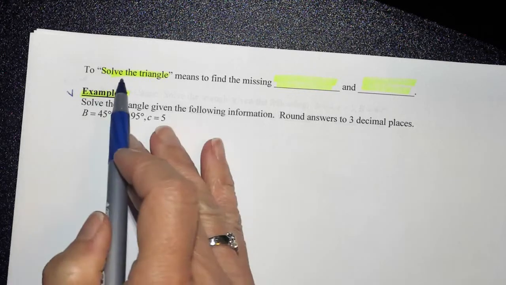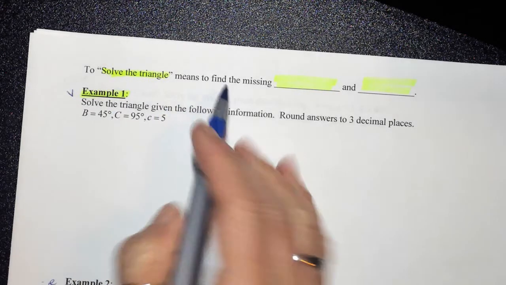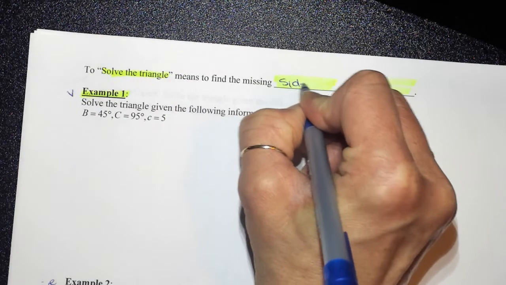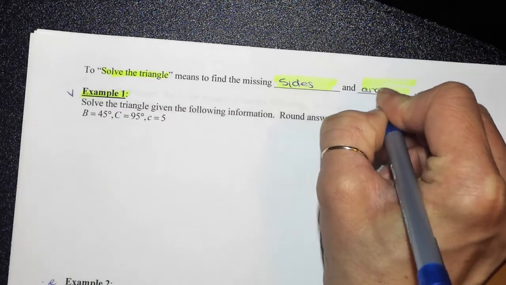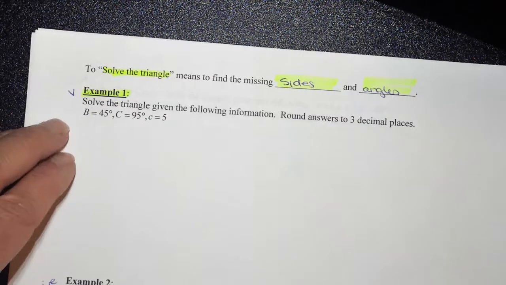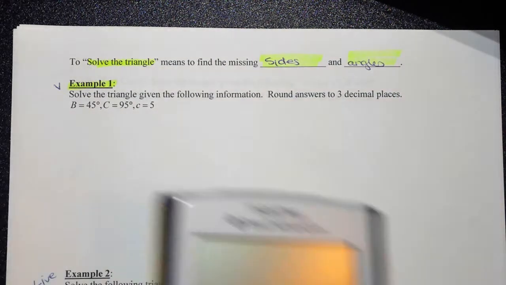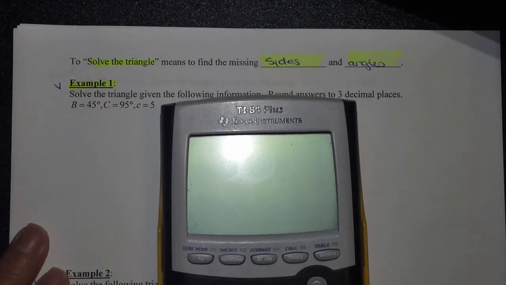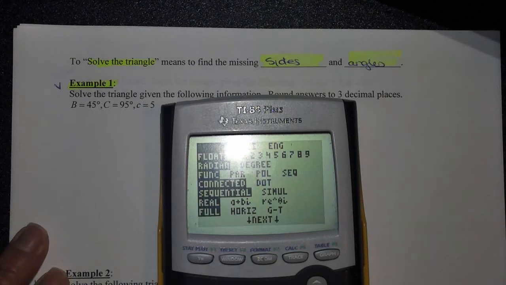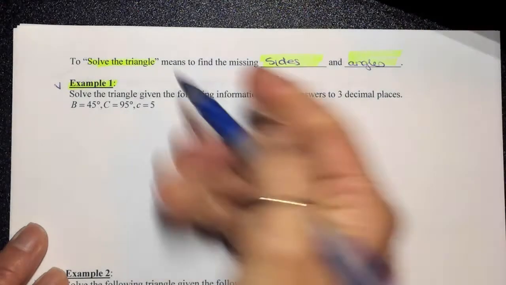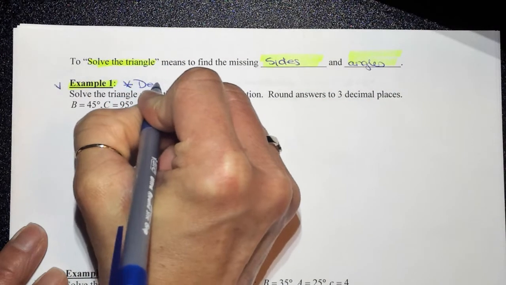Okay, so to solve a triangle, what that means is to find the missing sides and angles. So we're going to go through this first example here, and we need to first check our calculator. Remember, because all these are in degrees, we need to check our mode. So I'm going to turn on my calculator, check my mode. I need to be in degree mode. Okay, so we're going to make a note of that. Degree mode.